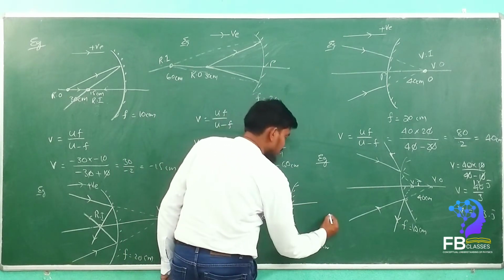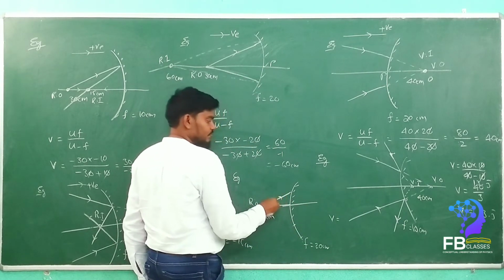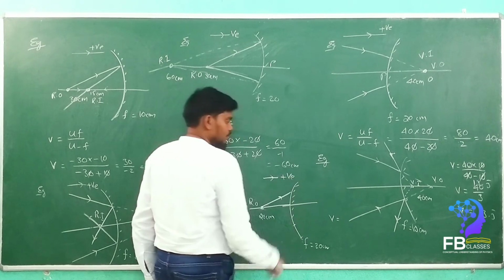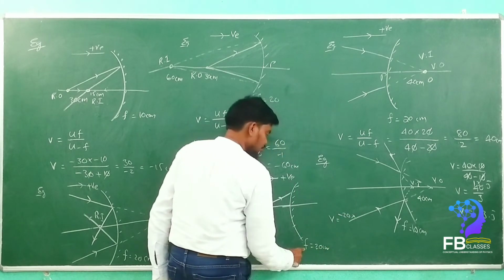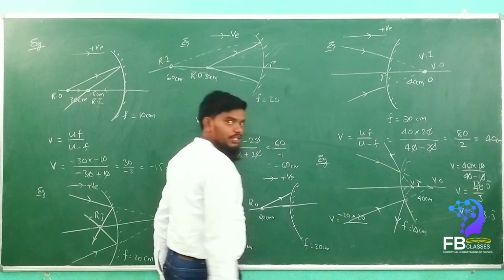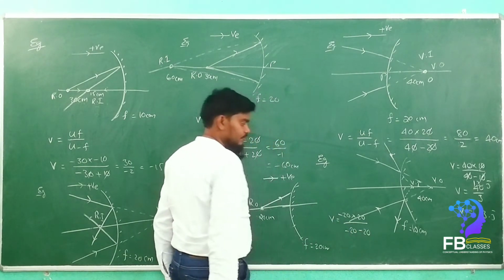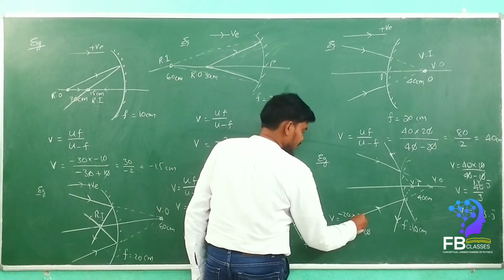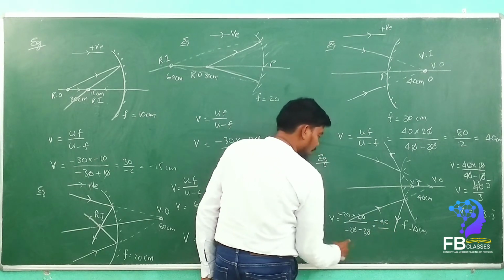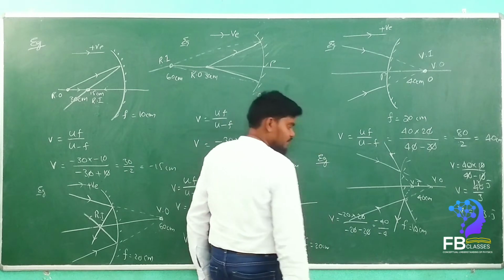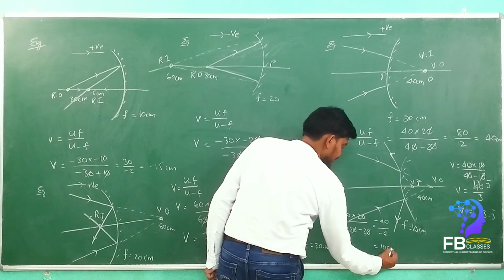So now, what is the V value, my dears? V is equal to UF upon U plus F. Is U positive or negative? See here, this is the ray direction, so this direction is the positive direction. So U comes as negative. Minus 20 into F, F is a positive value, 20, upon minus 20 plus 20. Zeros get cancelled, and how much will come? Minus 40 upon minus 4. How much will it come? 10.